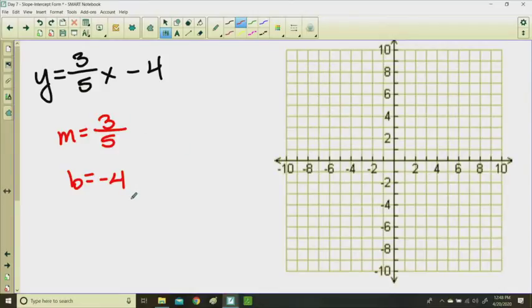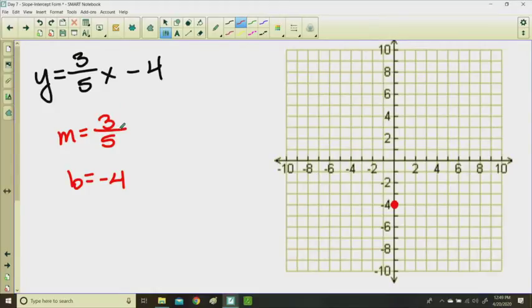Okay, so then you always start with your y-intercept, b. I always think b for beginning. Where do I begin? So we're going to begin at negative 4. Now remember, this is the y-intercept, so it's always going to be on this axis. So where is negative 4? Negative 4 is right here. So this is our starting point, our beginning.